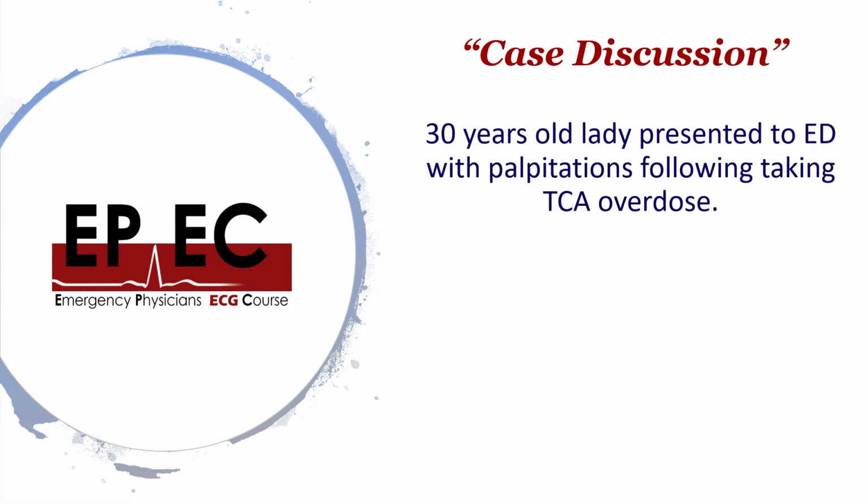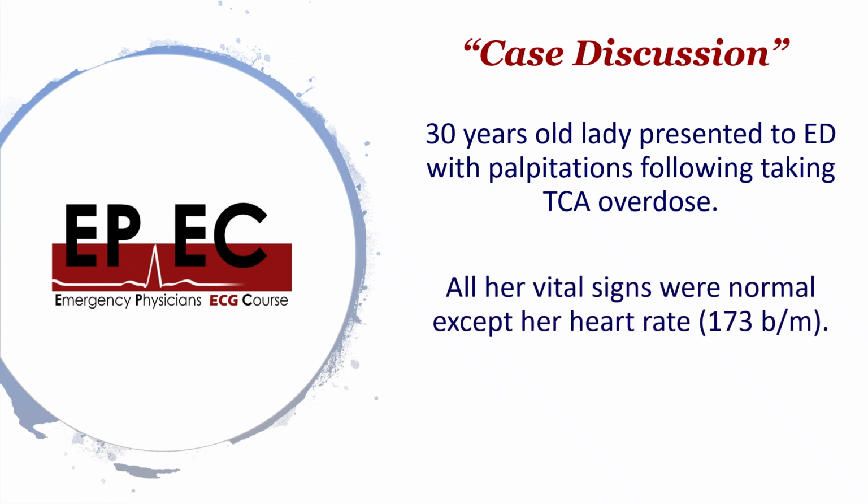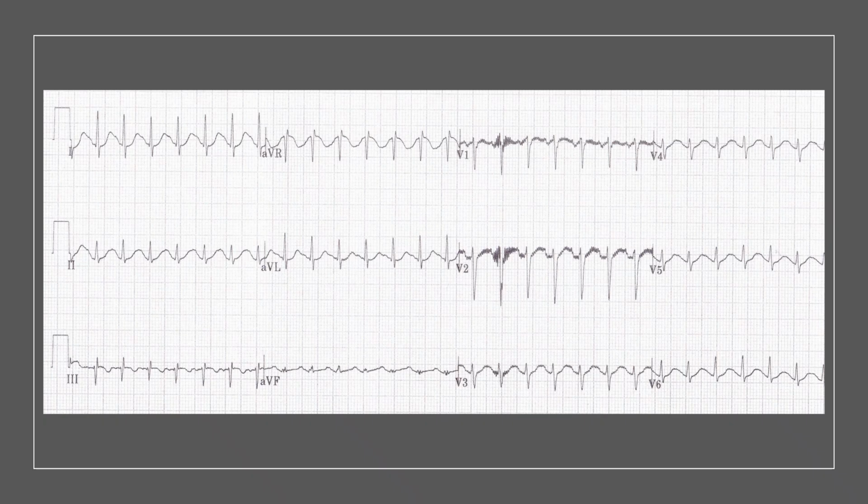So, our case today is a 30-year-old lady presented to ED with palpitations following taking a tricyclic antidepressant overdose. All her vital signs were within normal on arrival, except her heart rate that was 173 beats per minute. So, she's had a 12-lead ECG, and this was her ECG.